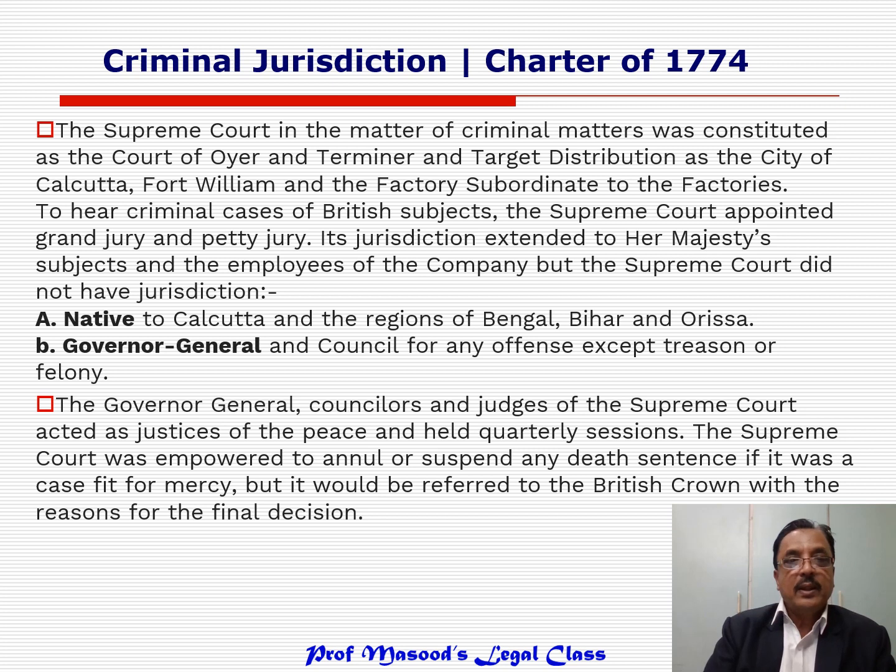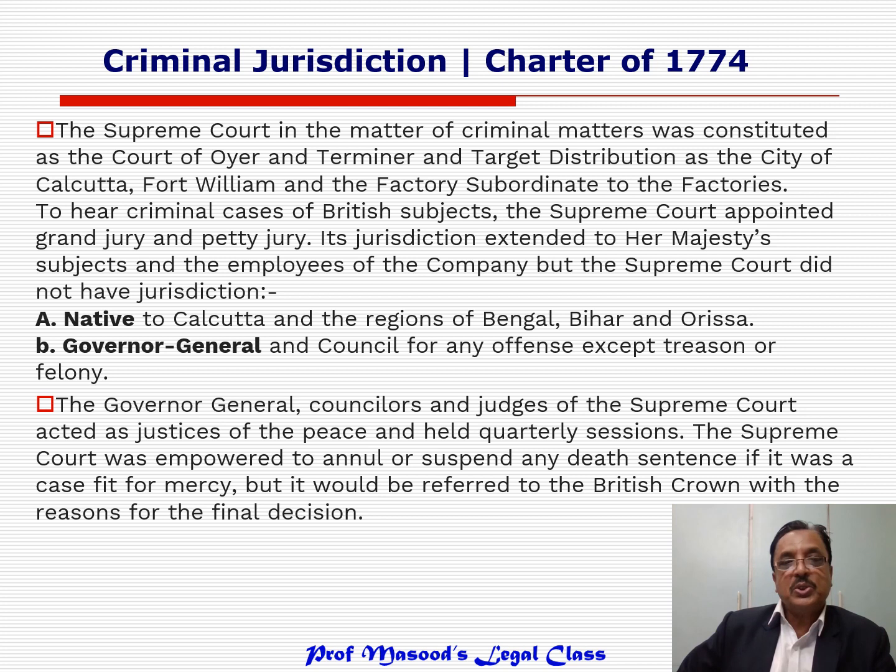Criminal jurisdiction, Charter of 1774. In criminal matters the Supreme Court was constituted as the court of oyer and terminer for the city of Calcutta, Fort William and factories subordinate to it, to hear the criminal cases of British subjects. The Supreme Court appointed a grand jury and a petty jury.